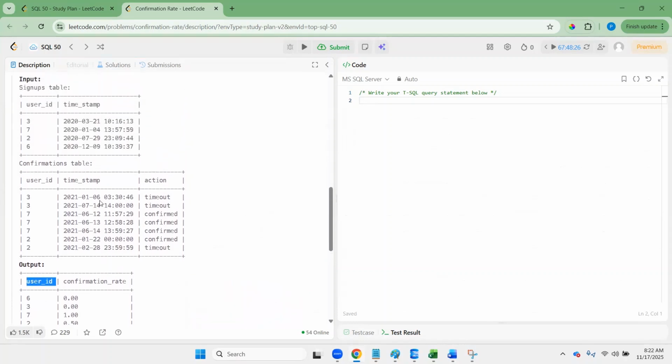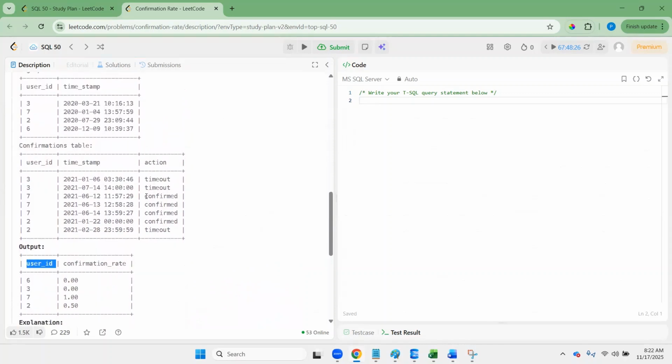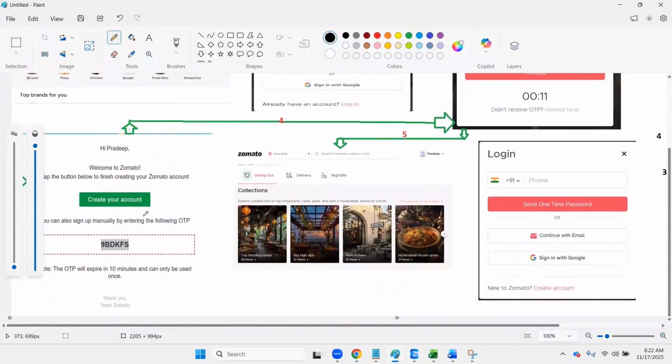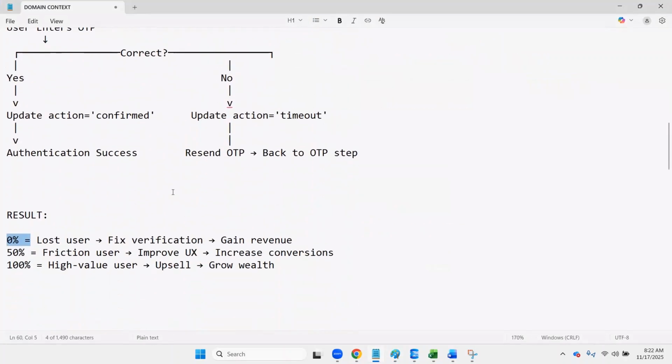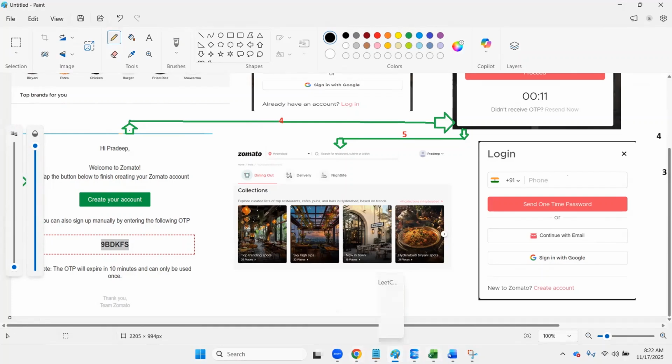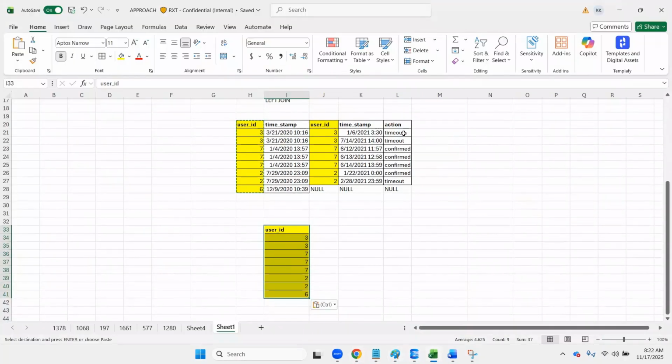We have to identify what exactly the confirmation date is here. Let's say people who try to sign up and go through all the process like verification, everything done. There are two kinds of outcomes, right? One is success, one is failure. So if you see here, once they enter the OTP, we will get the confirmation. The confirmation was the success, the confirmed rate, and the timeout was the failure. Okay, we have to identify how many times.